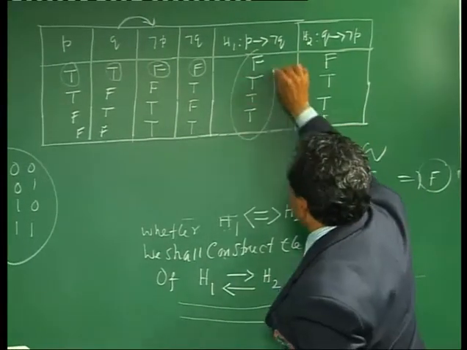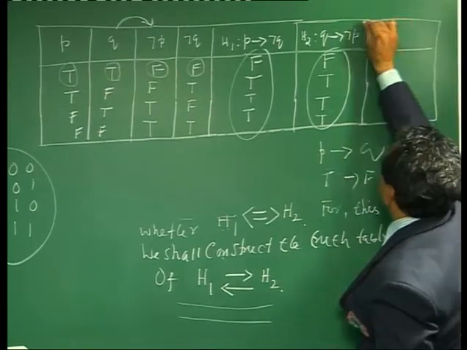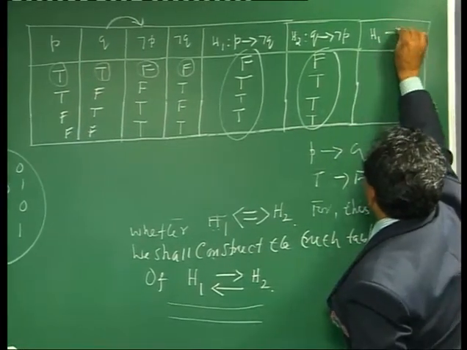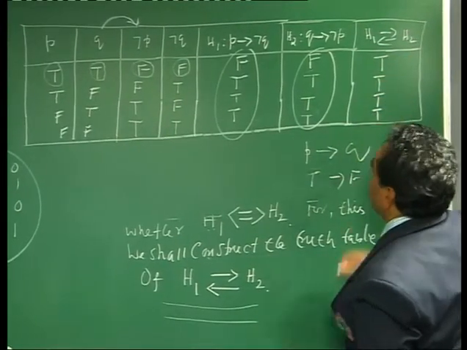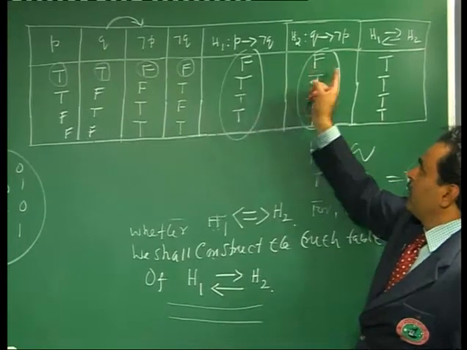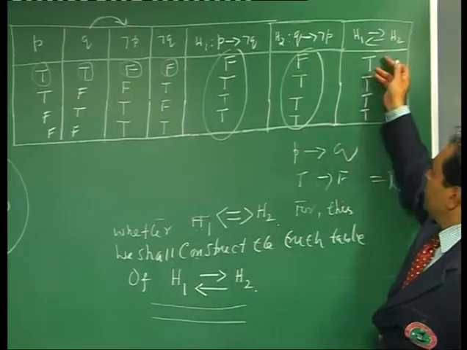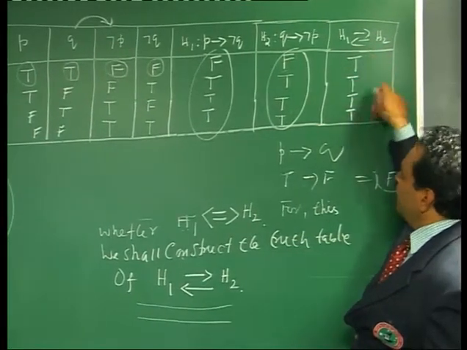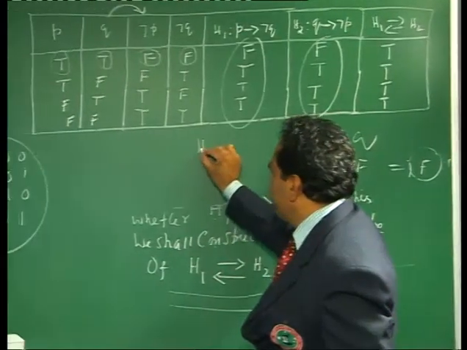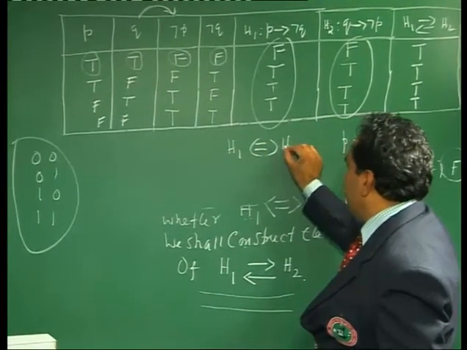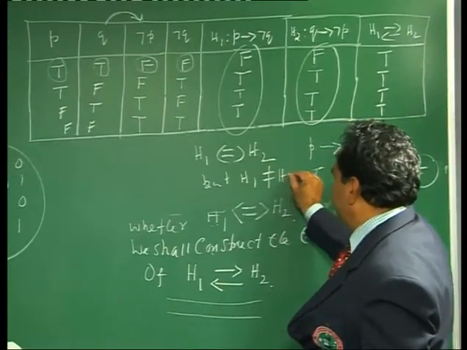Now, what do you find? That these two formulas have the same set of truth values for the same combination of truth values assigned to P and Q. So, I can write finally T T, T T. What you have found is that H1 biconditional H2 is a tautology. Therefore, we can claim that H1 and H2 are logically equivalent, but H1 is not the same as H2.